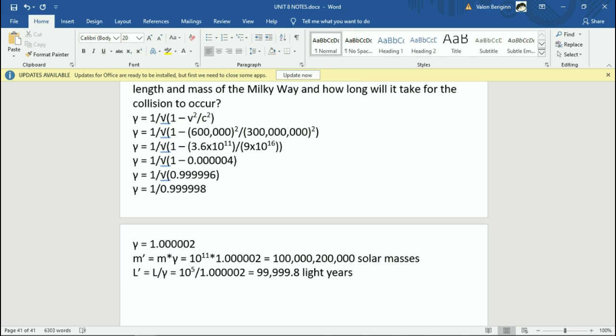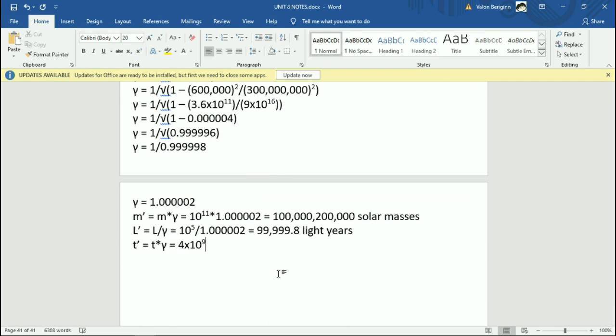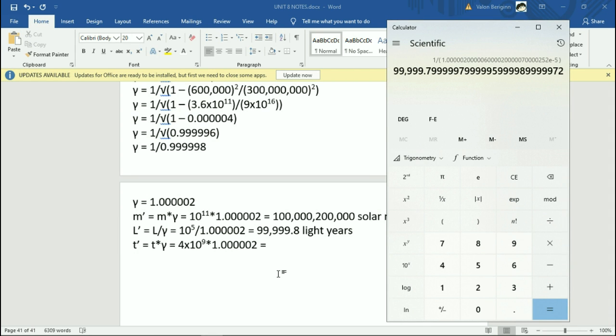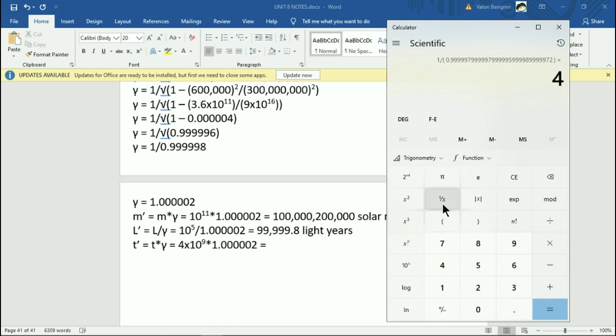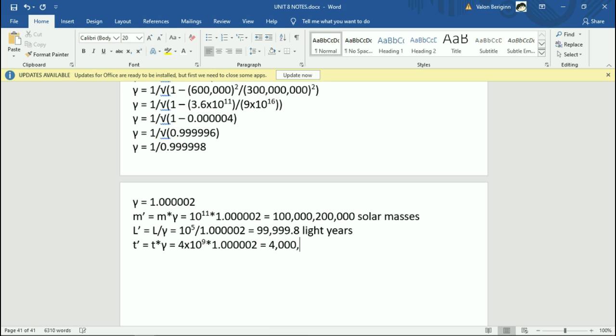But yeah, and then the time, that's again multiplied, and we have, what is it, 4 billion? Yeah, 4 billion. So it's 4 times 10 to the 9. This number times 4 billion. All right, and we get 4 billion 8,000 years, okay.